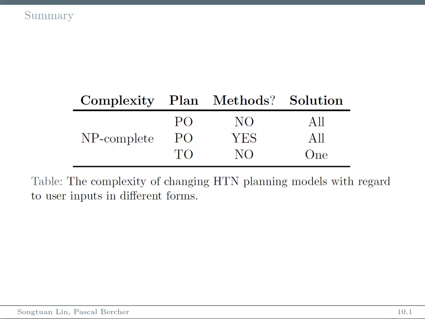So in conclusion, we study the complexity of changing HTN planning models with regard to user inputs in different forms. The plan could be totally or partially ordered, and all tasks are NP-complete independent of what or how many changes they are allowed.